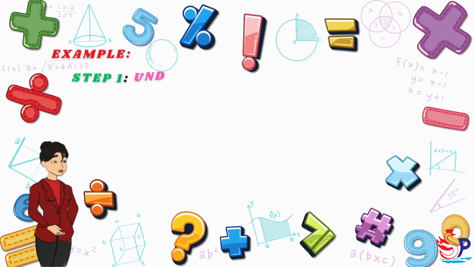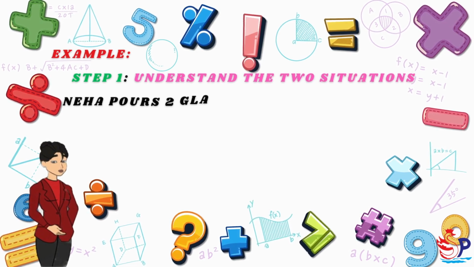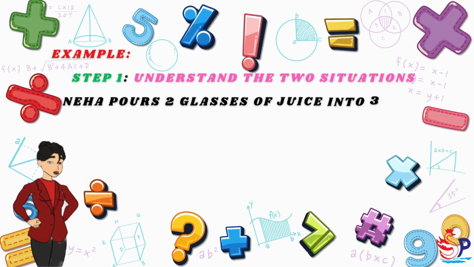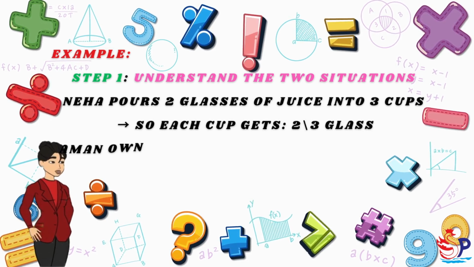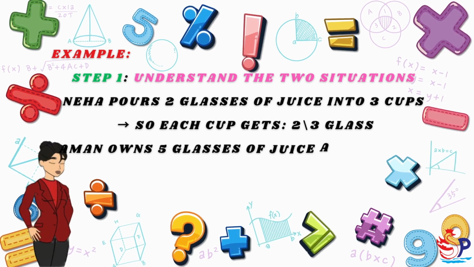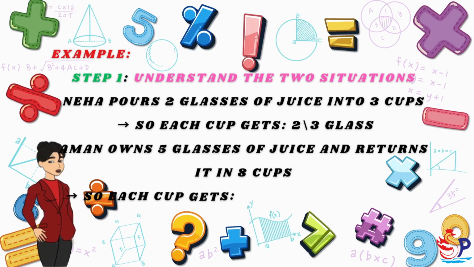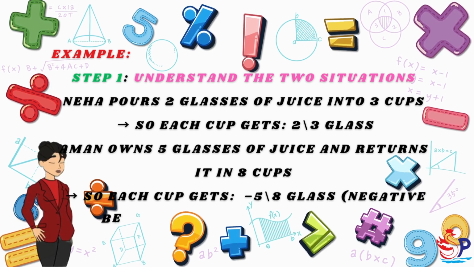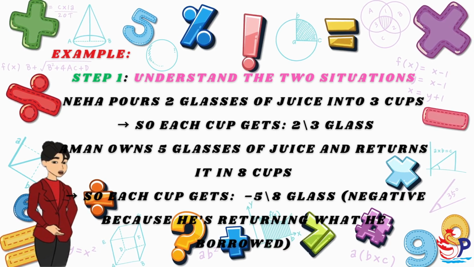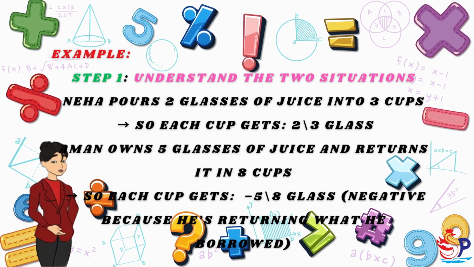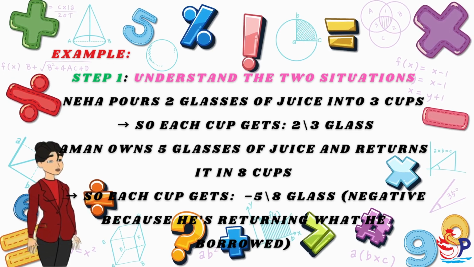Example. Step 1. Understand the two situations. Neha pours 2 glasses of juice into 3 cups. So each cup gets 2 by 3 glass. Aman owes 5 glasses of juice and returns it in 8 cups. So each cup gets minus 5 by 8 glass. Negative because he is returning what he borrowed.